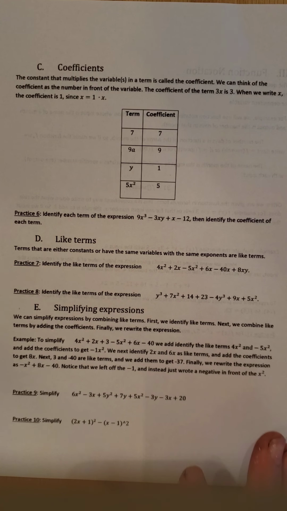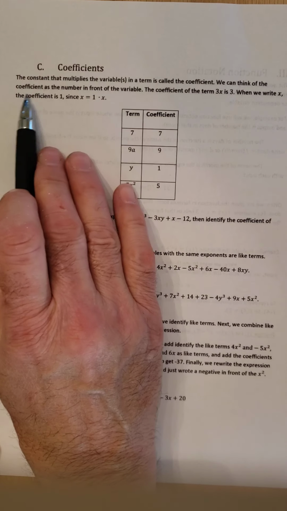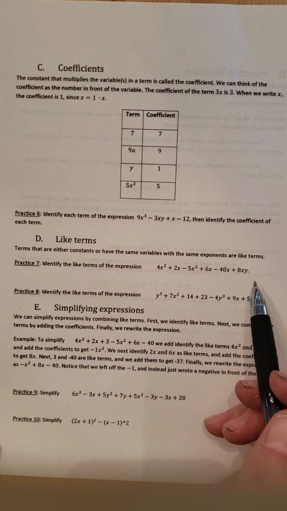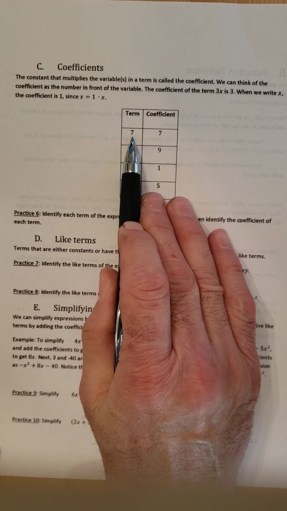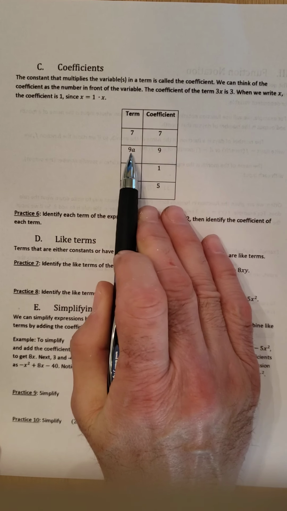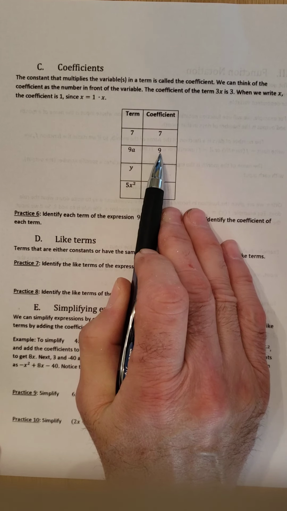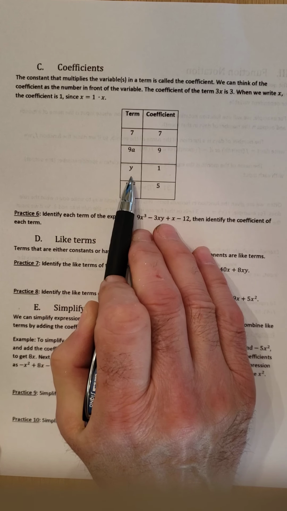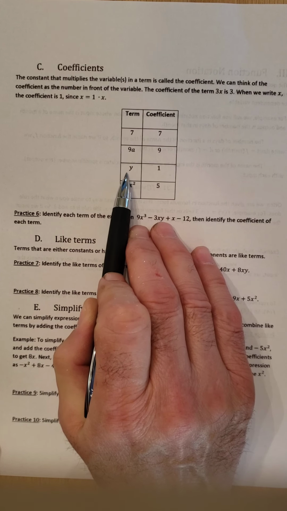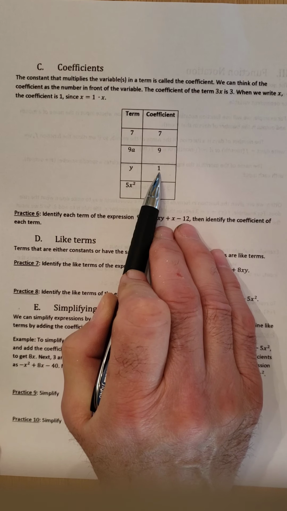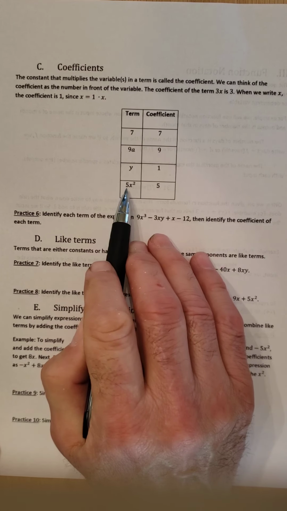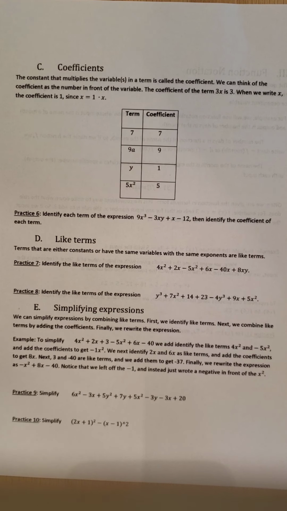All right, then we get into, again, breaking these terms up. We're going to look at coefficients. Again, I'm not going to test you on these definitions, but we should understand what we're talking about. The coefficient is the number in front of the variable. So here's 7. There's no variable, so that is just the coefficient. 9a, the coefficient is 9. Here's one that kind of messes you up. Y, even though there's no number in front of it, we assume it to be a 1. And then 5x squared, 5 is the number in front, so that becomes the coefficient of 5x squared.